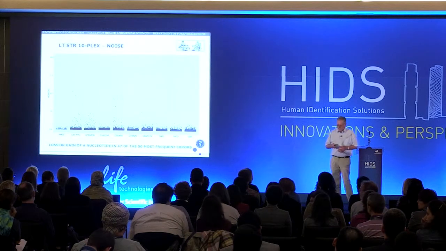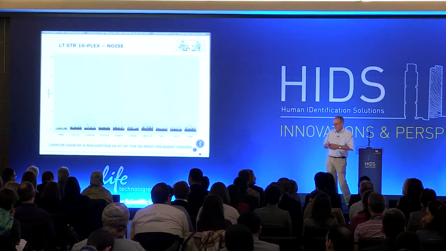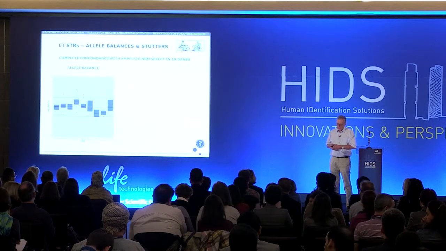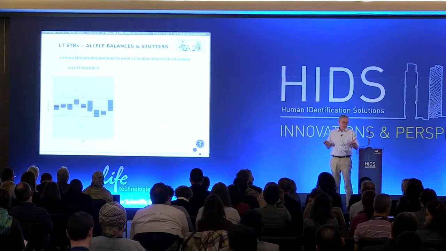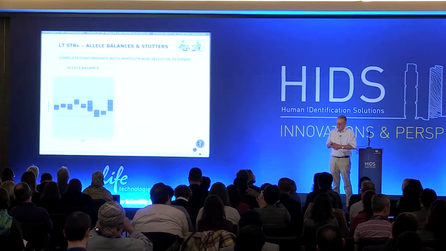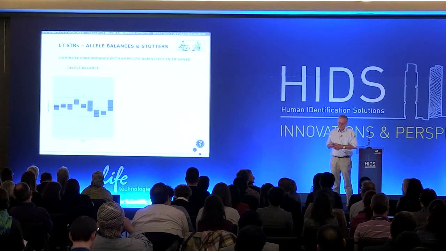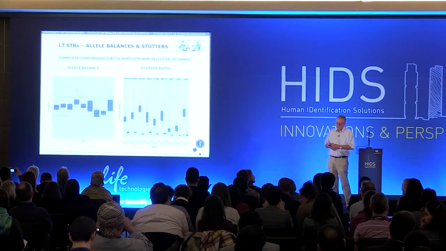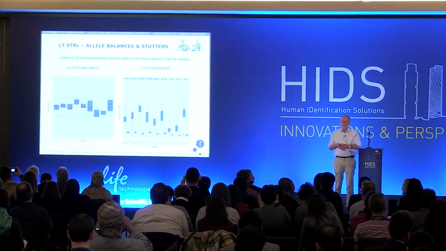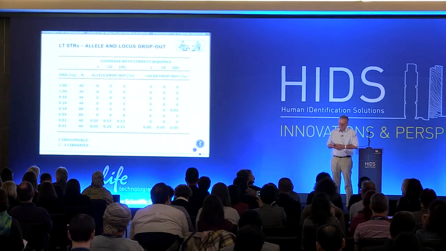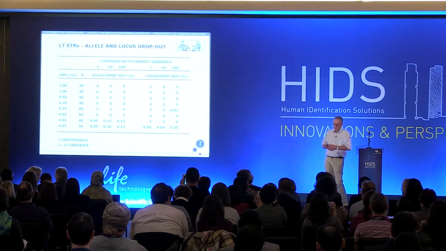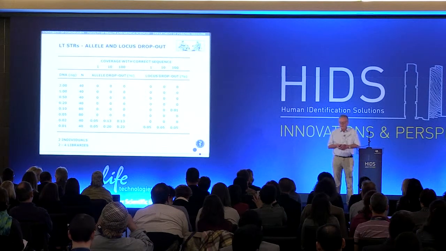So noise is not a bigger problem here than we're used to. And allele balance is the same as with many of the capillary electrophoresis results. And stutter ratios, again, are almost the same as with our usual techniques. And what about dropouts, allele dropouts, and locus dropouts?